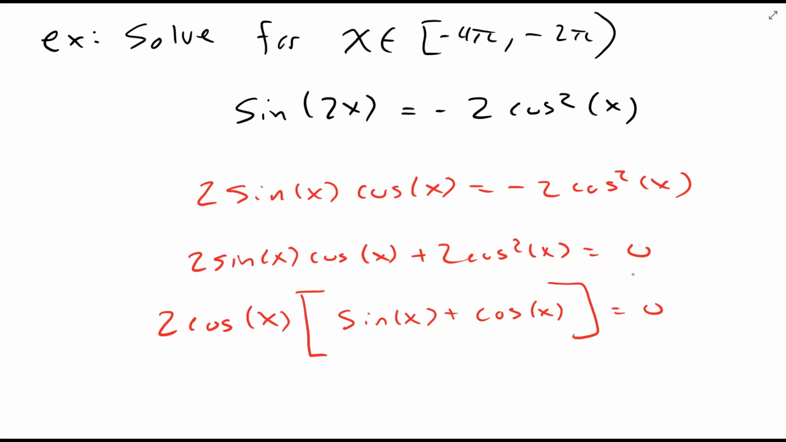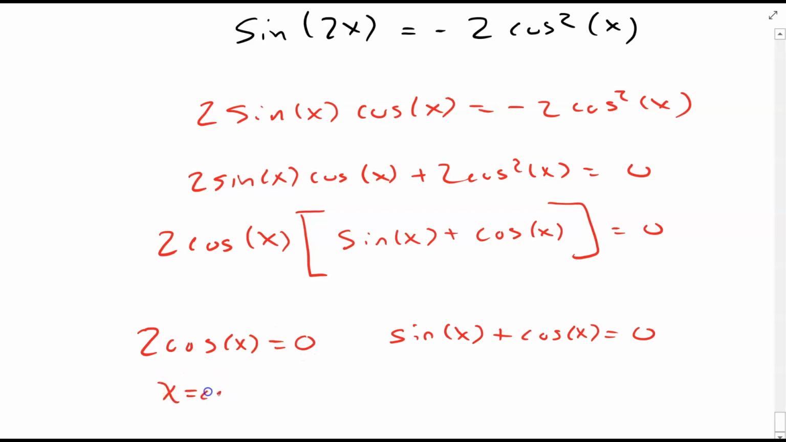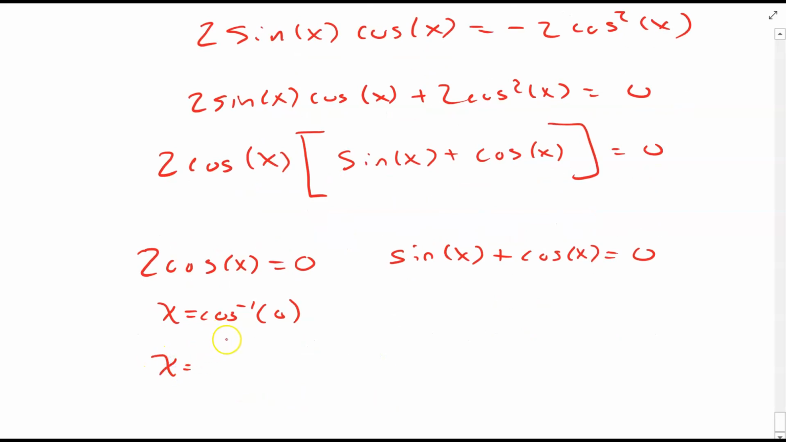Everybody's good there? So if I set these each equal to 0, that first one's easy, although those aren't the 2 answers that I actually need because they're not in the correct interval, but we'll deal with that in a minute.